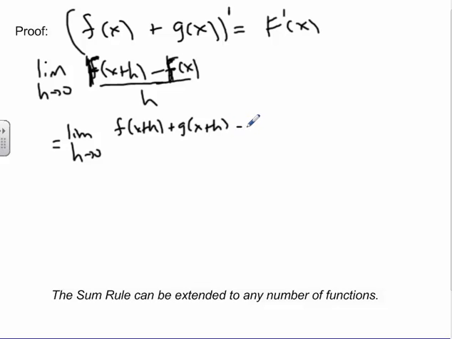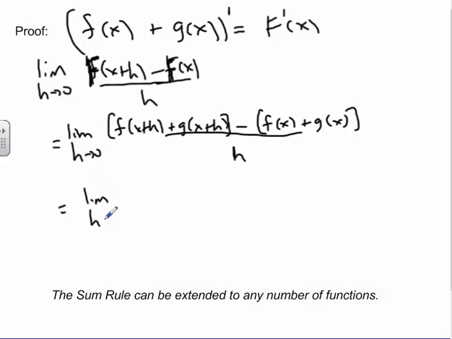And then you could subtract f of x plus g of x. Right? Because remember, capital F of x is really what happens when you just add these guys together. And that's all over h. Well, then I'm going to do a little bit of clever rearranging. I'm going to rearrange this to make this the limit as h approaches 0.